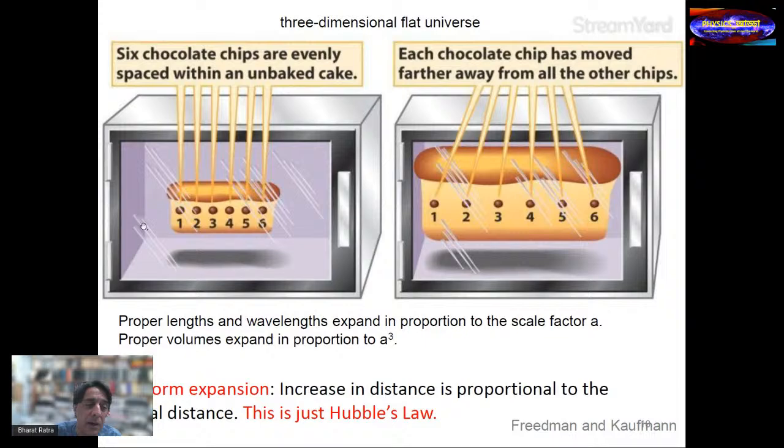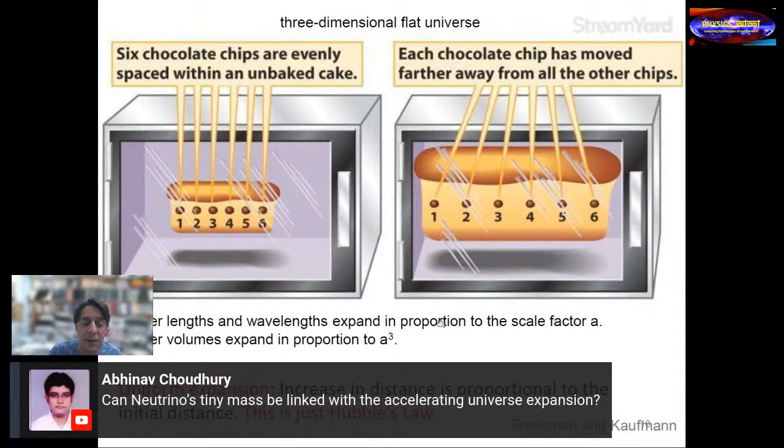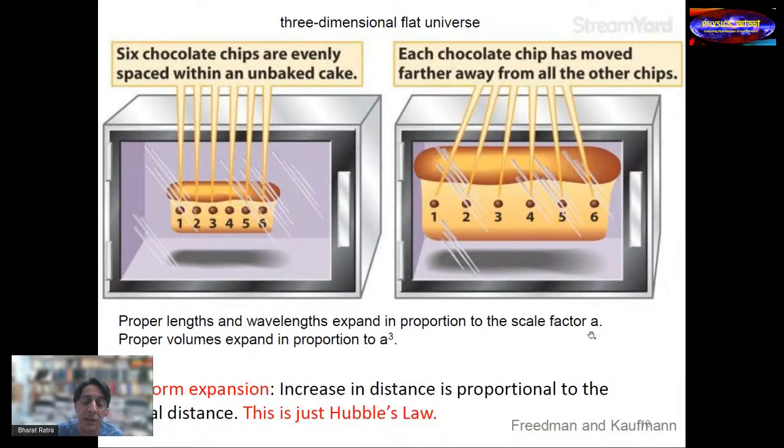So here we have a three-dimensional universe instead of the one-dimensional one I'm showing you over here. And so there's going to be an expansion in the vertical and in the two horizontal directions. And if you think about how these volumes are related, the volumes will expand in proportion to the cube of the scale factor, because each linear dimension expands in proportion to the scale factor. And this is just Hubble's law.